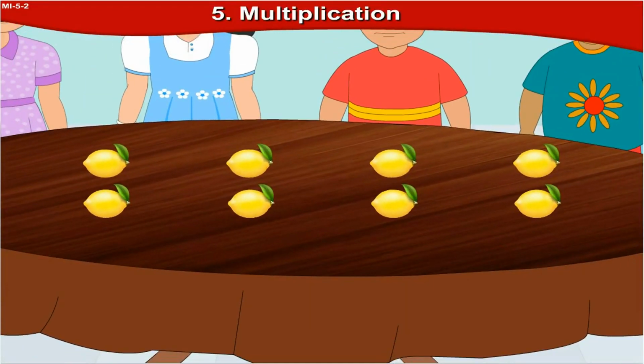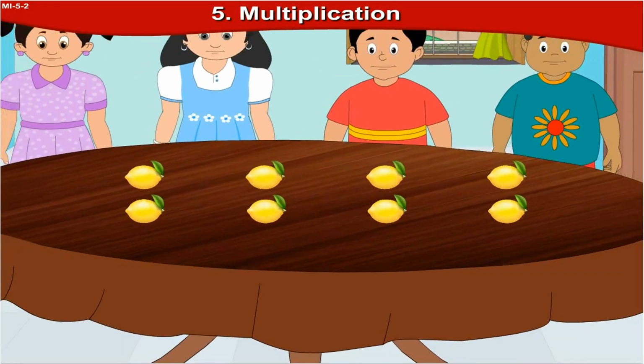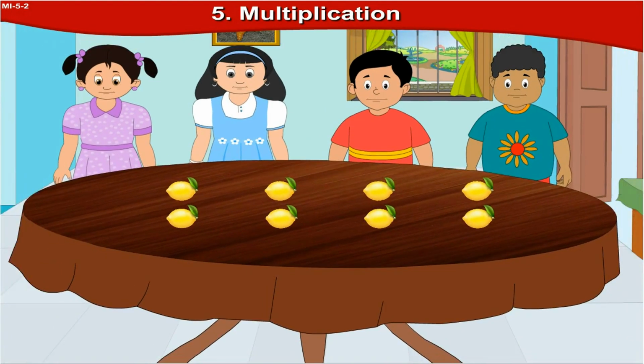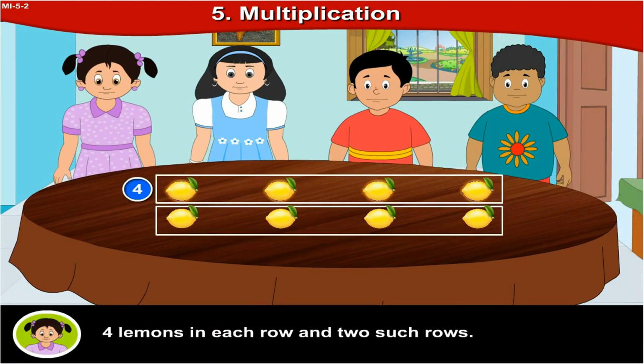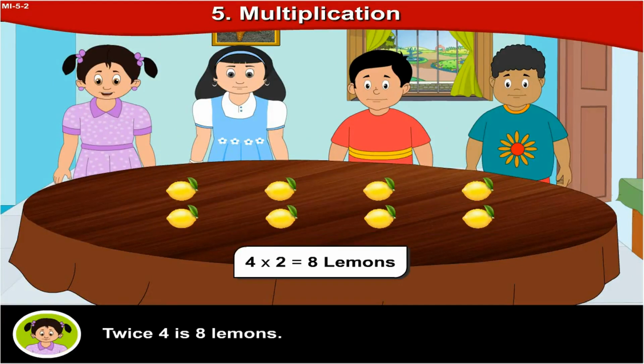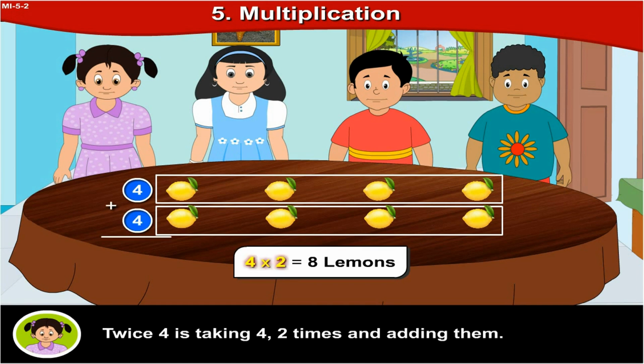Now, here are some pictures. Let us count the number of fruits in them. 4 lemons in each row and 2 such rows. That is, twice 4 is 8 lemons. Twice 4 is taking 4 2 times and adding them.